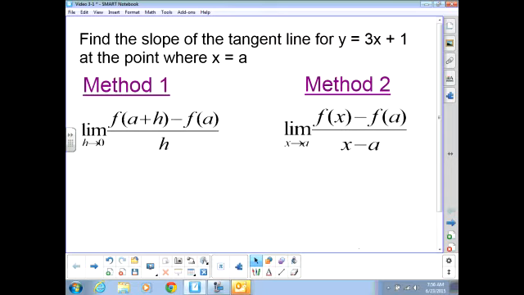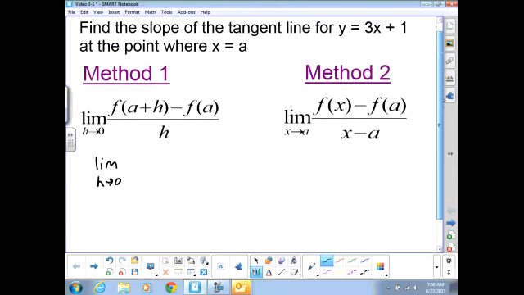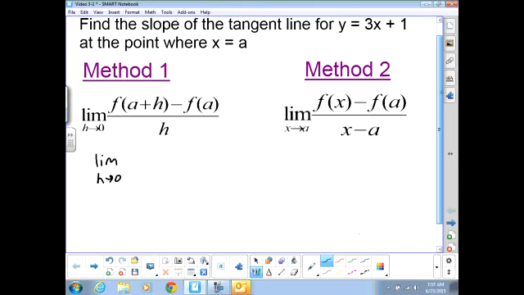And then the second method, we have the limit as x approaches a of f of x minus f of a over x minus a. So we'll begin by looking at method 1. We'll have the limit as h approaches 0. Again, note we are going to work with 3x plus 1 as our function.